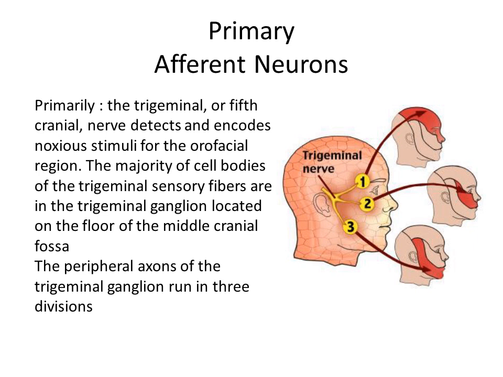The majority of the cell bodies of the trigeminal sensory fibers are present in the trigeminal ganglion. If you remember, it is at the floor of the middle cranial fossa, just next to the sphenoid bone from anatomy. The peripheral axons of the trigeminal ganglion run in three divisions, as you can see here.